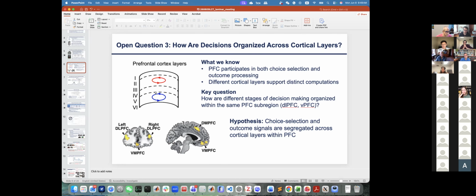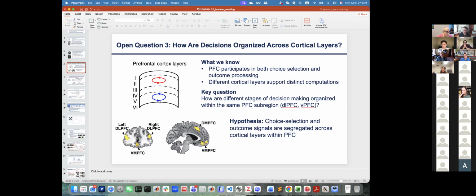Thank you. It's like an input-output layer model, is it? Yeah. Here the deep layer is responsible for the choice selection. For the choice selection, you need to make an action selection, so it's kind of the output.